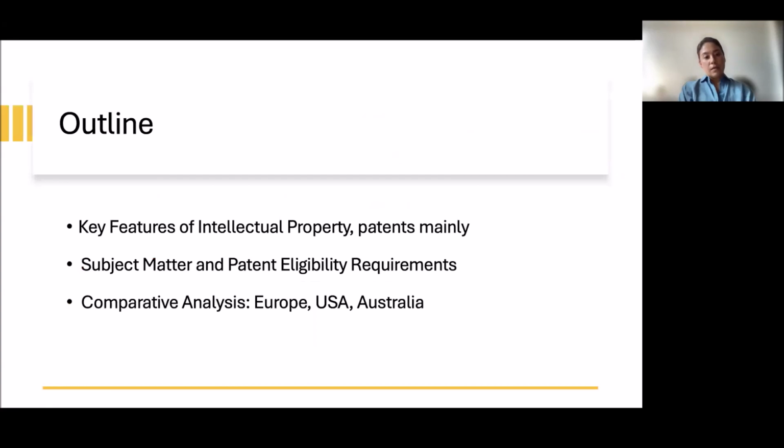So I'll be speaking about the key features of intellectual property and patents mainly, and I'll explain why. Brad and Hamish have talked about the key features already, so it'll be a quick recap. Then I'll move to subject matter and patent eligibility requirements because I identified them as important topics for synthetic biology. With regards to patents, it will be presented as a comparative analysis of Europe, USA, and Australia, because usually one files patents in several jurisdictions rather than just one.